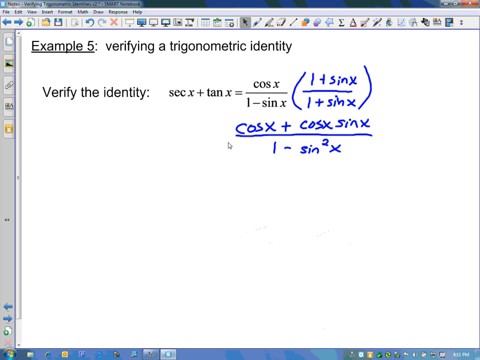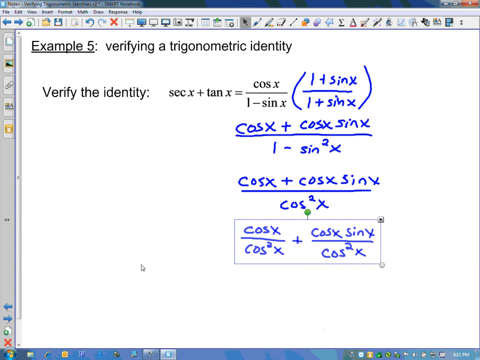So ultimately, I want to break this fraction up into 2 terms. So to do that, we are going to need to distribute eventually, so I went ahead and distributed in that step. Now the 1 minus sine squared, we should recognize that is cosine squared. And nothing changed in the numerator. But now, like I said, I want 2 terms. I have 1 term, so let's break it up. When I do that, I'm going to get cosine over cosine squared plus cosine sine over cosine squared.